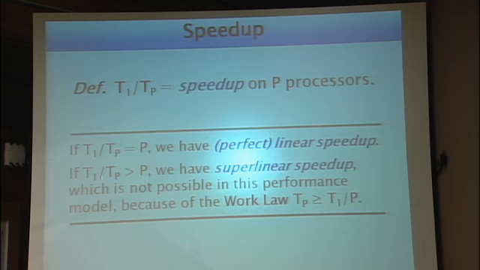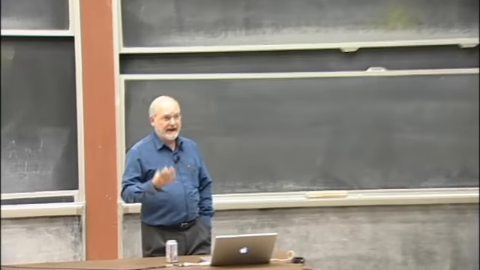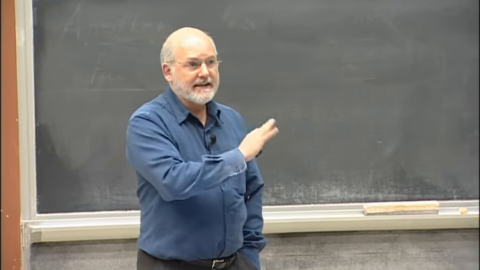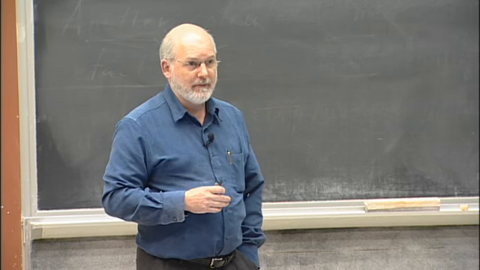If T1 over TP, which is the speedup, is greater than P, that says we have superlinear speedup. And in our model, we don't get that because of the work law. The work law says TP is greater than or equal to T1 over P. With a little algebra, you get T1 over TP must be less than or equal to P. So you can't get superlinear speedup. In practice, there are situations where you can get superlinear speedup due to caching effects and a variety of other things. We'll talk about some of those, but in this simple model, we don't get that kind of behavior.